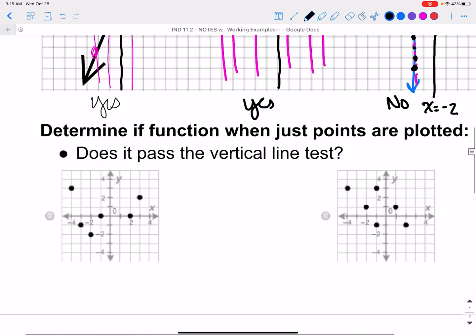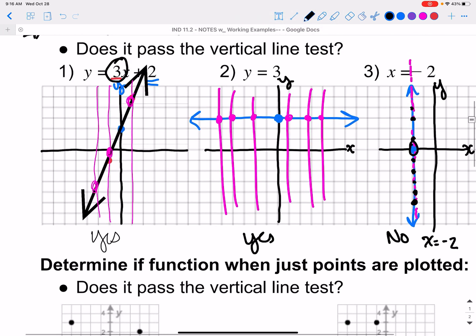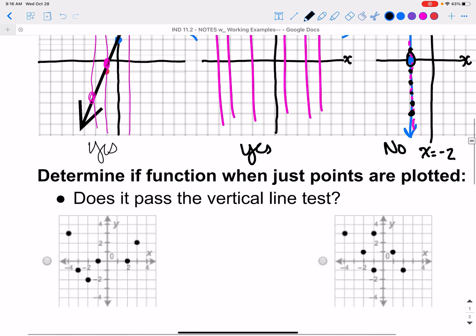All right, next we have, I believe on your worksheet, numbers 11, 12, and 13. Well, with 11, it's just a graph. So on your worksheet, that's your homework, 9 and 10 are like the examples we just did. 11 is simply a graph given to you, and you just decide, does it pass the vertical line test?